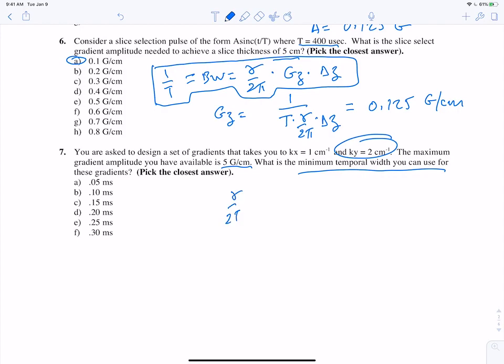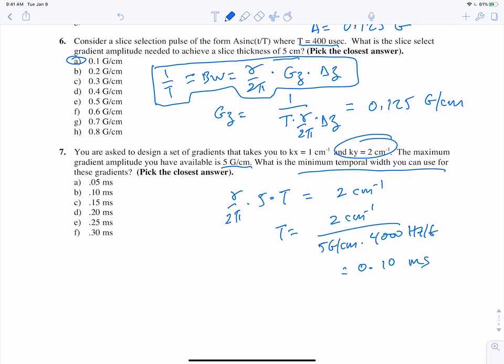So we want gamma over 2 pi times 5 times the time to equal 2 inverse centimeters. Okay? So T is just going to equal 2 inverse centimeters over 5 Gauss per centimeter times 4,000 hertz per Gauss. And that turns out to be 0.10 milliseconds. All right?